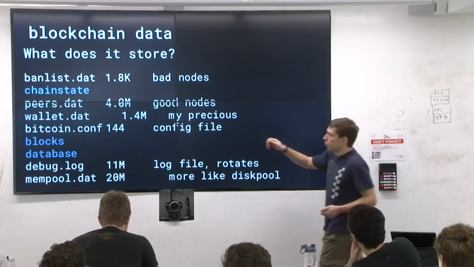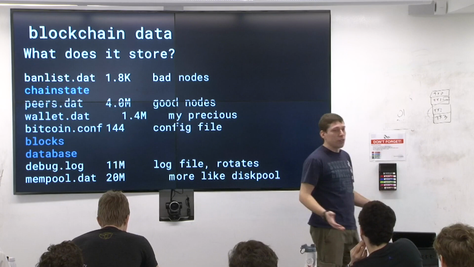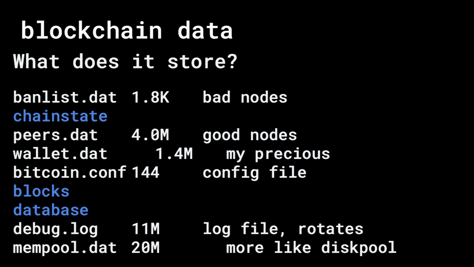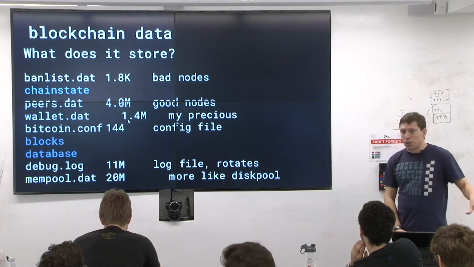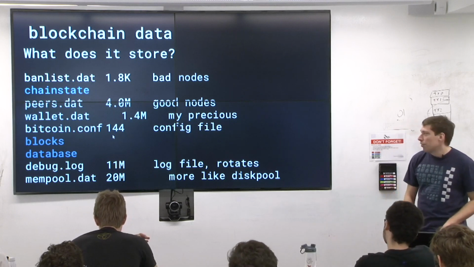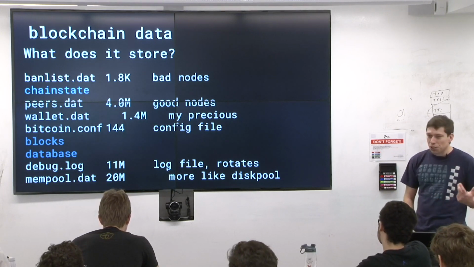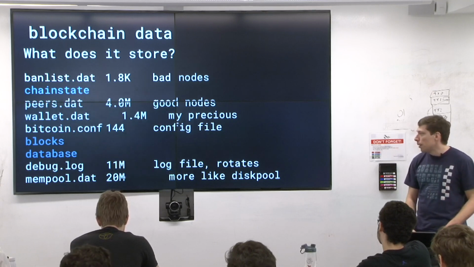Not directly, but they'll take random samplings of this file and share it with each other, so that everyone knows about everyone else. Then there's a wallet.dat, which is very important, because that's got all your precious UTXOs. We'll talk about wallets one day, I think. There's a bitcoin.conf, a little config file where you can set some settings. Then a debug file, which shows all these weird messages, and a mempool.dat.